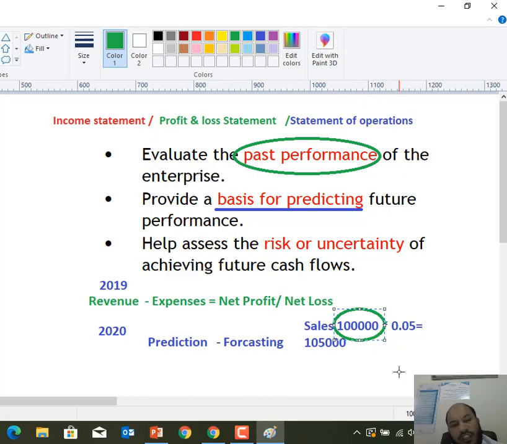But in the next year it may increase from 100,000 to 1,05,000. So dear students, this is our prediction. Here we can predict about the future of the business. It is a very good tool through which you can predict, you can forecast the future of a business.